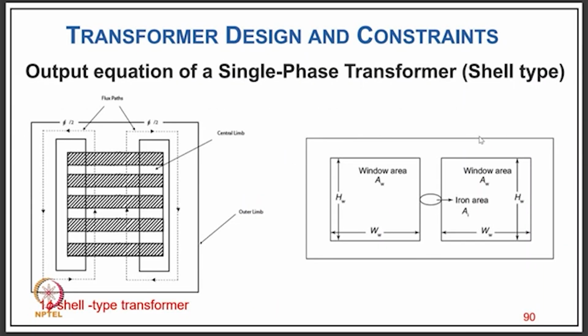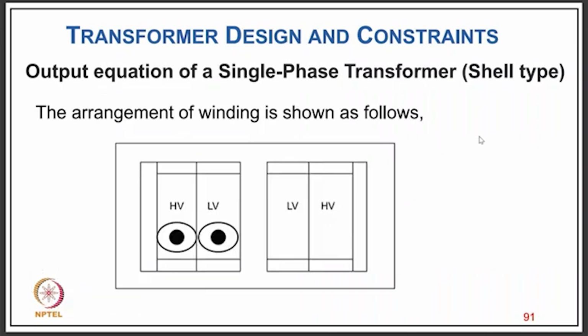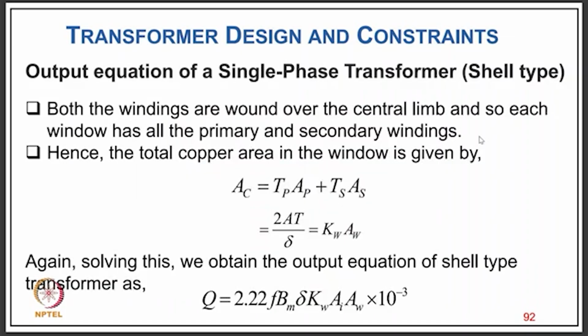Now you can just see how this gets modified for the single phase shell type of transformer, because in the arrangement of the shell type you have both the windings on the central limb. So the side limbs carry half the flux, but the central limb has the full flux which links both the primary and secondary winding. You can see how the windings are put: LV is closer to the core and HV is again far away from the core, from the central limb. And here of course the difference is that both the windings are wound over the central limb.